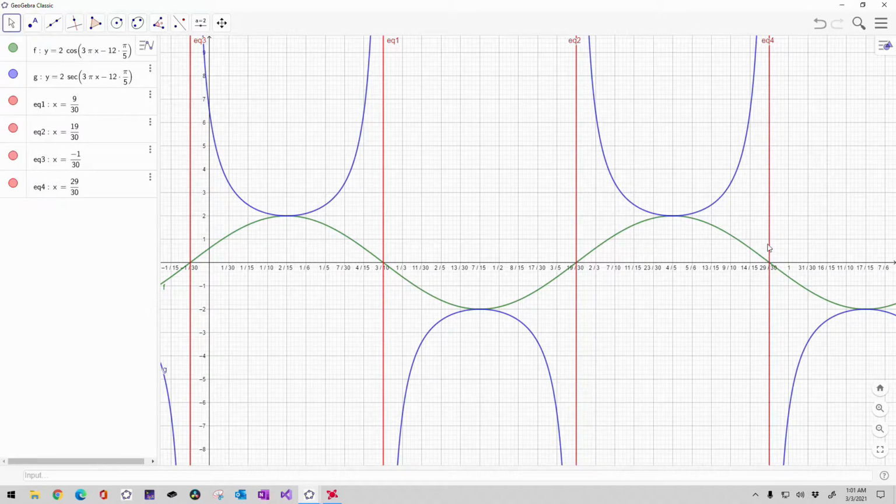Note where the asymptotes are. I have 29 over 30. I have 19 over 30. And technically this is 9 over 30, but it reduces to 3/10. And then the -1 over 30. Those are examples of where my asymptotes are. And notice it's always where the cosine goes through the center. And then, of course, the secant at each spot is hugging the walls and kissing the peaks, as we expected.